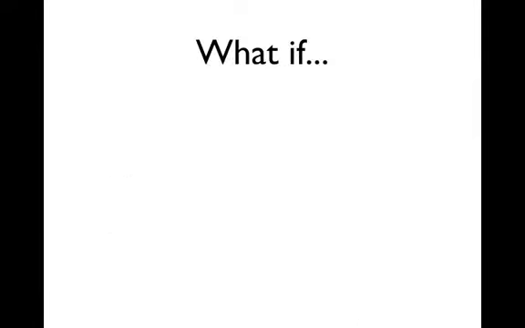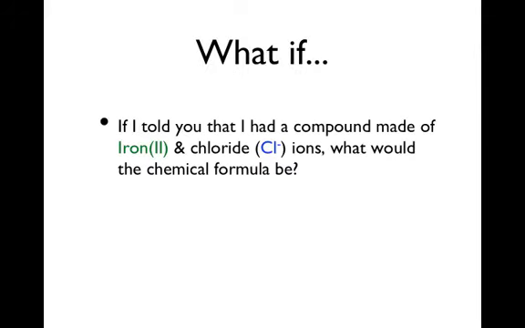So here are a couple of questions to help you think about how well you understand this topic. What if I told you that I had a compound, some material that was made of iron 2 and chloride ions, and let's say that you know that chloride prefers to have a charge of -1. What would the chemical formula be? What I'm basically asking here is how many chloride ions would you need to interact with an iron 2 ion in order to neutralize it? You can pause now and think about that.